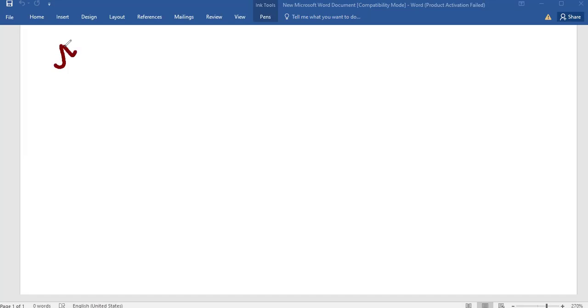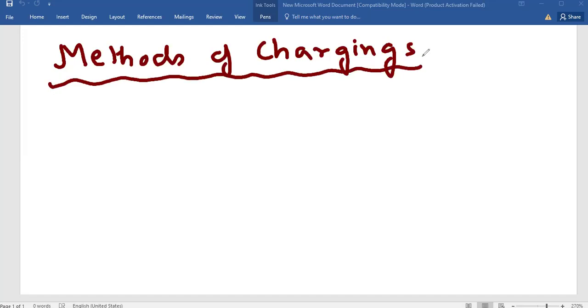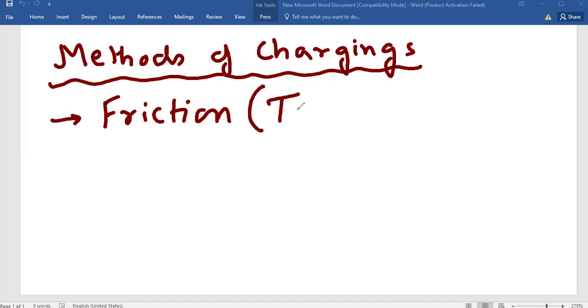So now we will look into methods of charging. Although there are many methods, we have to focus only on three types. By the way, what are the methods? So we have charging by friction. It is also called triboelectricity.